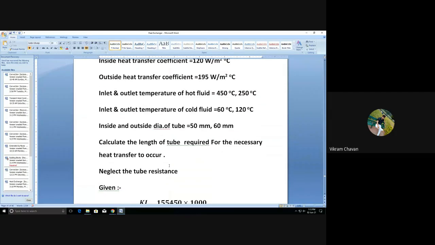So here they have directly mentioned to neglect the tube resistance. Okay, neglect the tube resistance. So where do we have to consider the tube resistance? First of all we have to analyze where we require the tube resistance. In case of overall heat transfer coefficient, we are calculating the heat transfer coefficient based on the resistance only. So in that case we have to neglect the tube resistance.